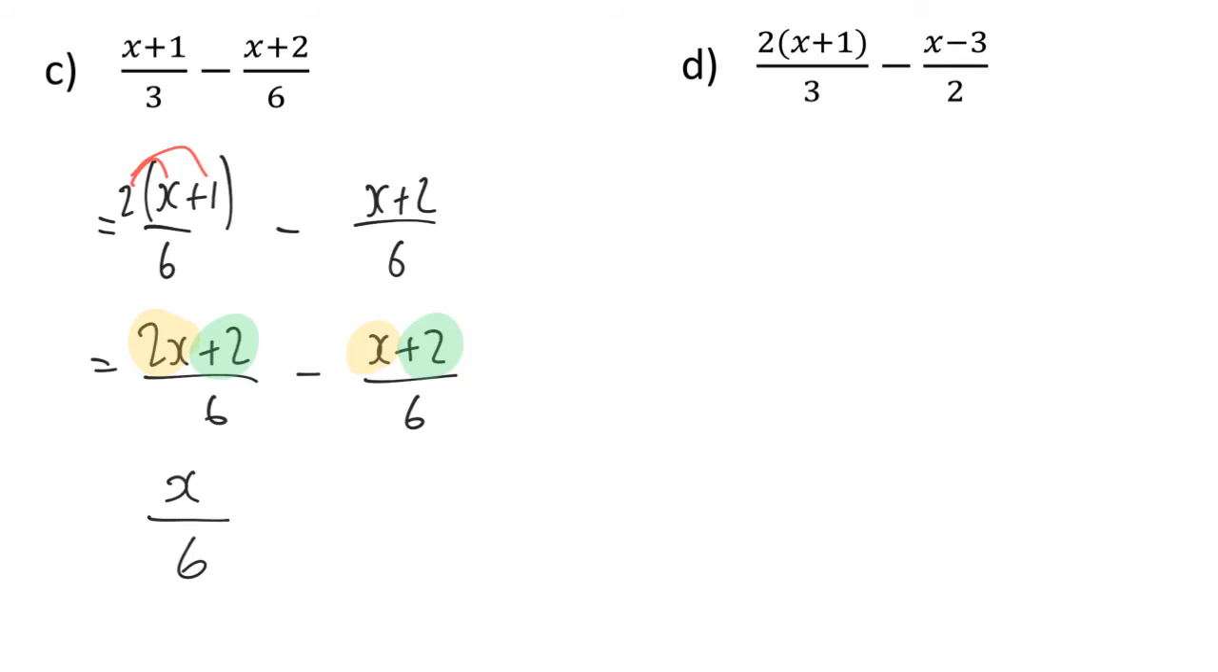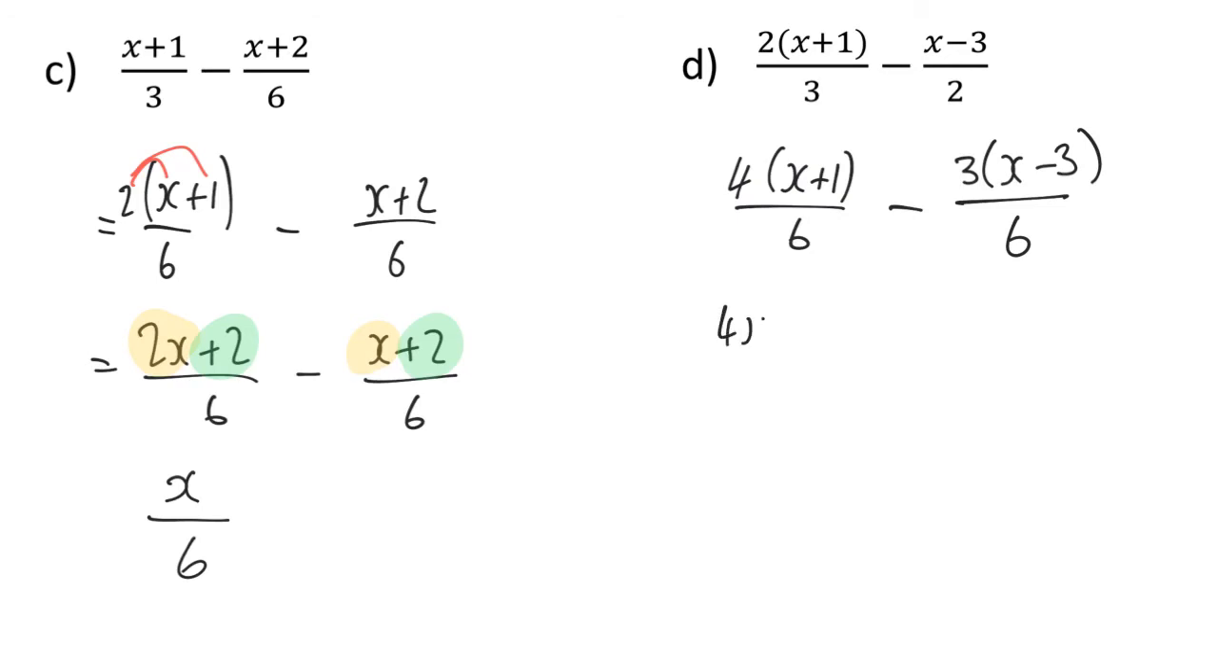Example D, we've got thirds and halves we're dealing with, so the common denominator there is going to be sixths. To get from 3 to 6, we multiply by 2, so we need to multiply the top by 2. If we multiply the top by 2, what we're going to get is actually 4 brackets x plus 1. So we'll multiply the 2 by 2 and we'll get 4. And then we need to multiply 2 by 3 to get 6, so we multiply the numerator by 3, and we get 3 brackets x minus 3. So if we expand out the brackets, the first fraction becomes 4x plus 4 over 6. Then we're taking away 3x minus 9 over 6.